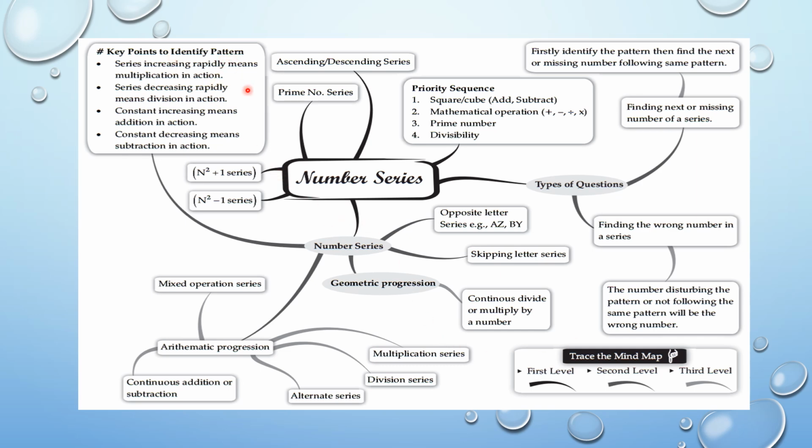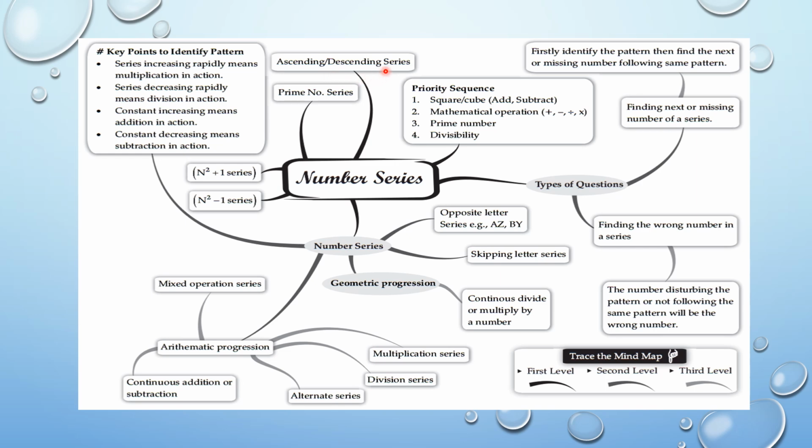Key points for number series. Key point to identify the pattern: series increasing rapidly means multiplication is in action. Series decreasing rapidly means division is in action. Constant increase means addition is in action. Constant decrease means subtraction is in action.